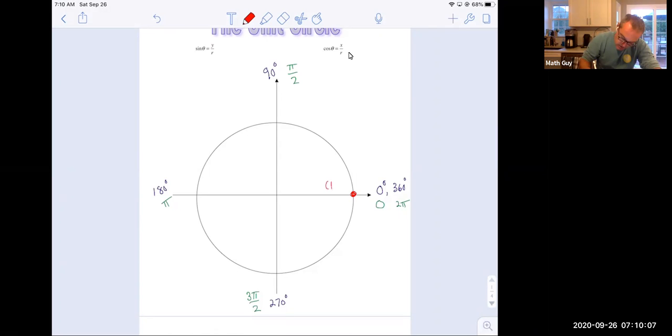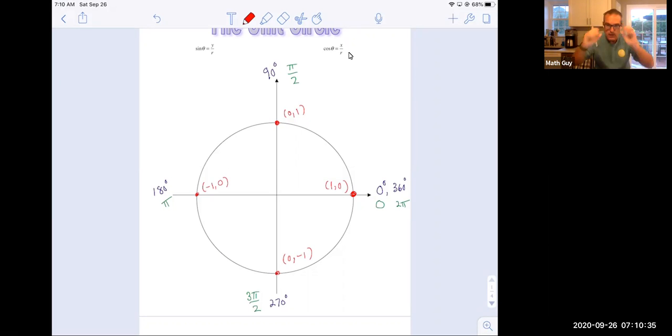To the right, that's (1, 0), because the x-coordinate is 1, and we're not going up or down. The top here is (0, 1). On the left, (-1, 0). And the bottom coordinate here is (0, -1). Okay.